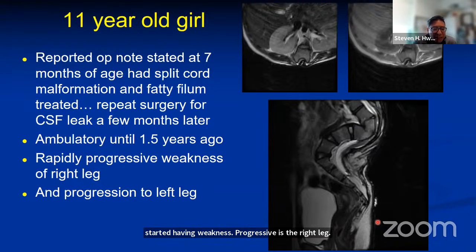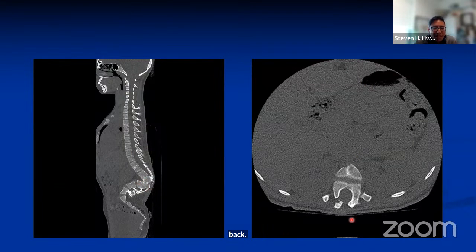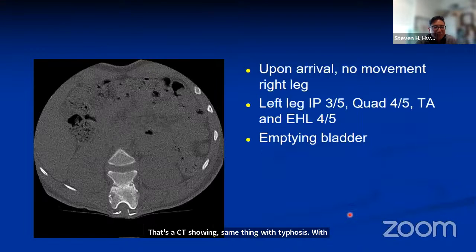So we tried to get her in, but we were not quick enough. It took us about a year, unfortunately a year and a half, to get her to us. We could see the kyphosis she has. There's some component of congenital fusion anteriorly, and the cord is a little compressed in the back. There's a CT showing the same thing, the kyphosis. With probably the prior surgery, there's a little bit of laminar defect and some bone spicules that extended down along the dura.